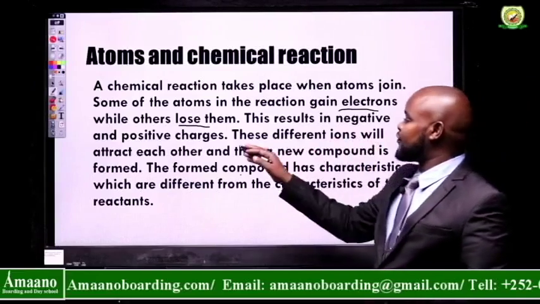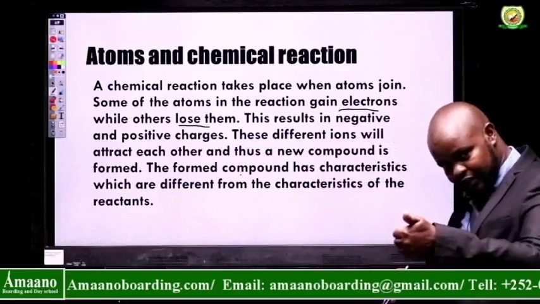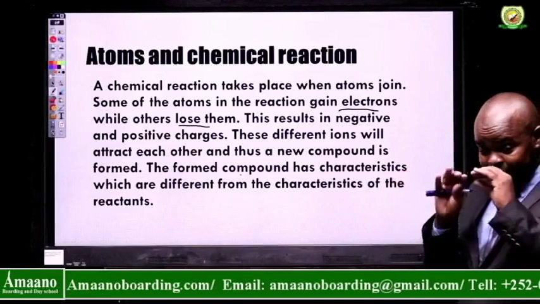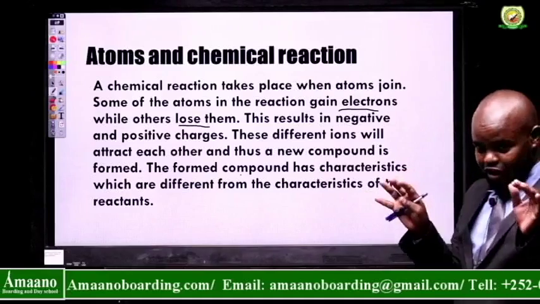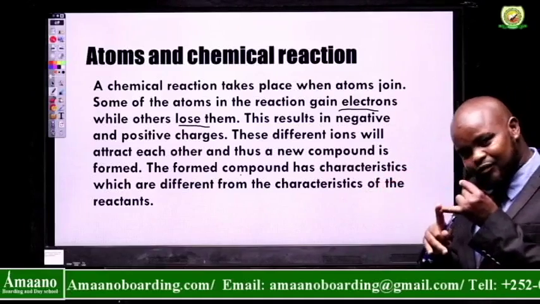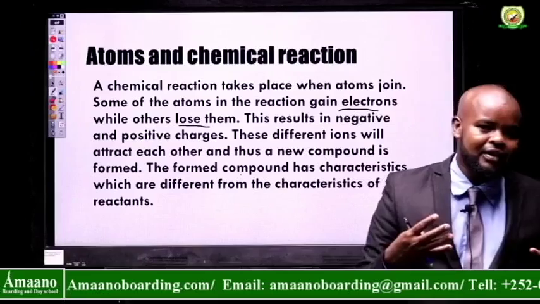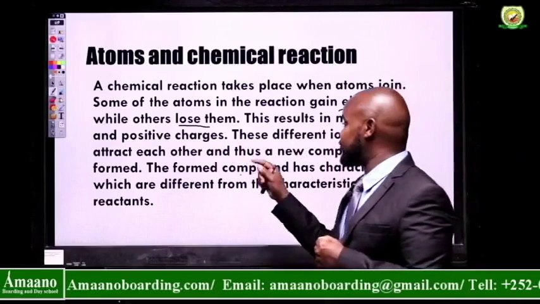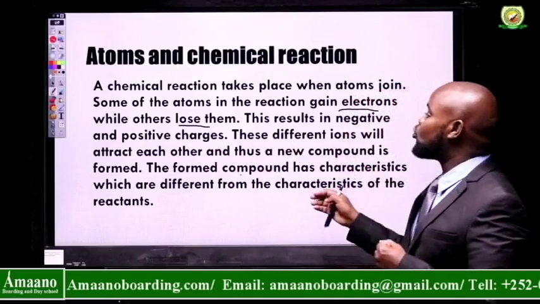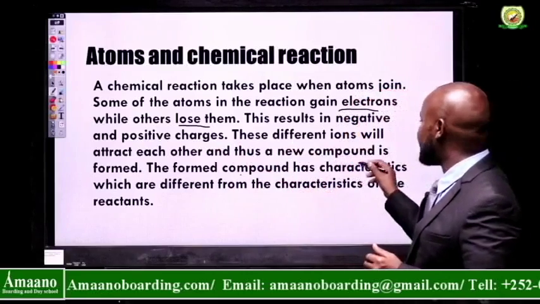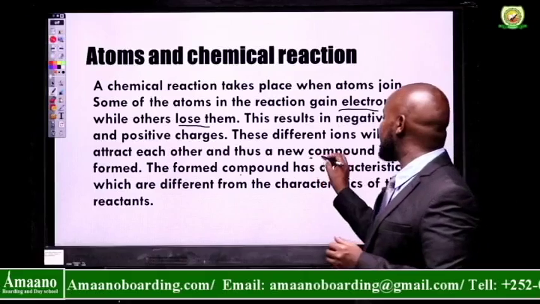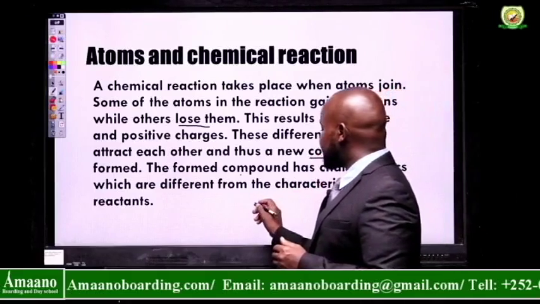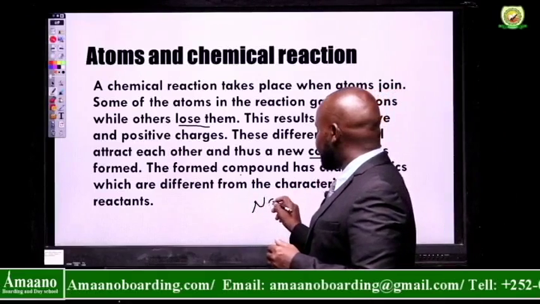This results in negative and positive charges. When one loses electrons and the other gains electrons, this creates a difference in charge distribution. One becomes positive, the other becomes negative, right? These different ions will attract each other, and thus a new compound is formed. For example, let's say we have sodium.